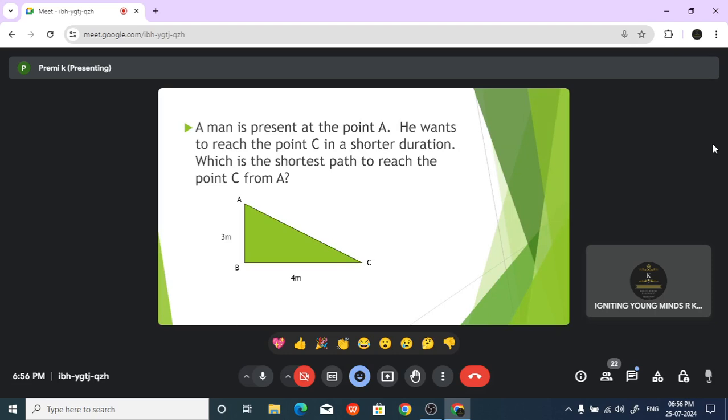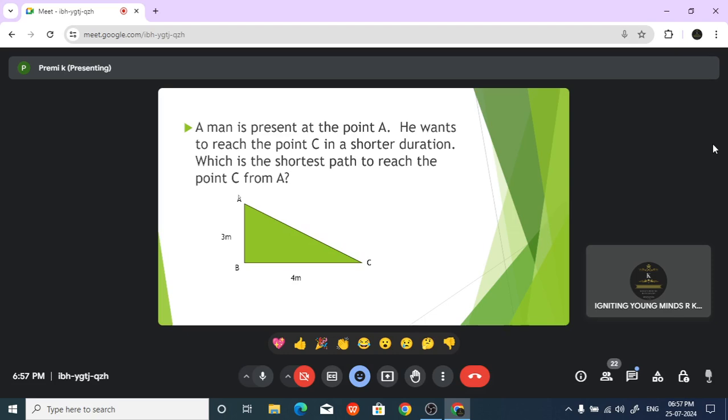Super. For others, let me just say the distance traveled by him, the actual path length traveled by him, is A to B, then B to C. The distance traveled by him is 3 plus 4 meters, equal to 7 meters. But the shortest distance, which is the displacement, is from A to C.